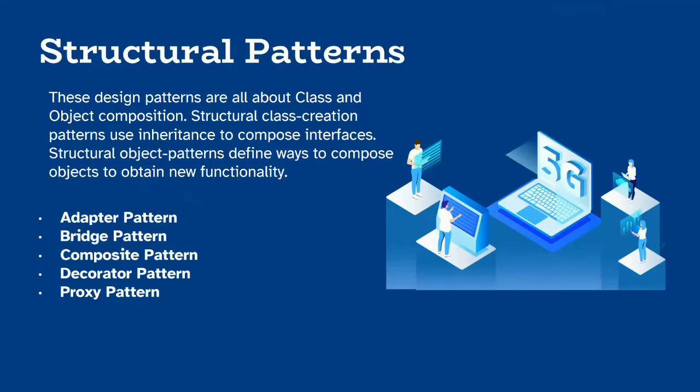Next, we'll talk about structural patterns. Structural design patterns focus on class and object composition. Class patterns use inheritance to combine interfaces, creating new structures, and object patterns define methods to combine objects, enabling new functionality and enhancing flexibility. Here also there are a few examples we can mention: adapter pattern, bridge pattern, composite pattern, decorator pattern, and proxy pattern.